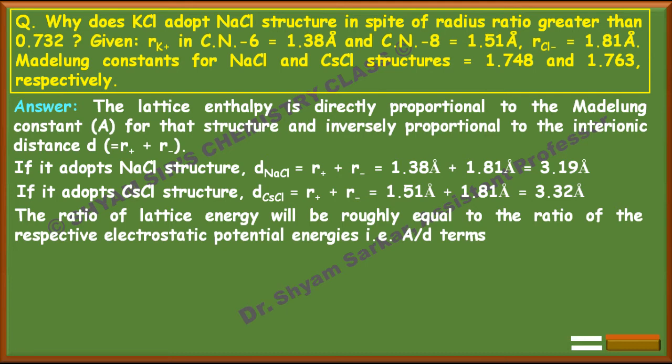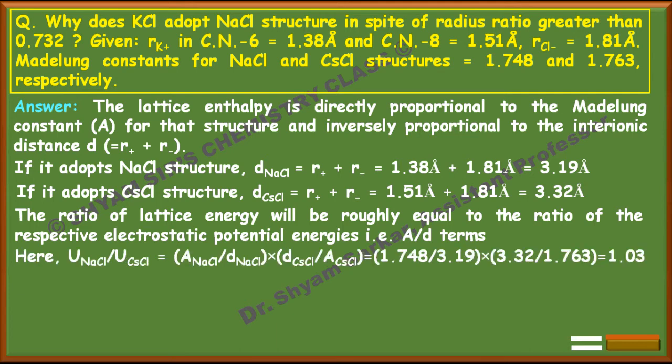So if you see U, the lattice energy, that means for the NaCl type of structure, lattice energy U NaCl divided by U cesium chloride is equal to A NaCl by D NaCl into D cesium chloride by A cesium chloride. So if you put the value of A that is given in the question and the D we calculated just now, it becomes 1.03, that means greater than 1.